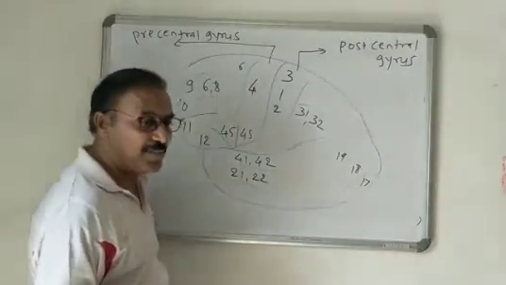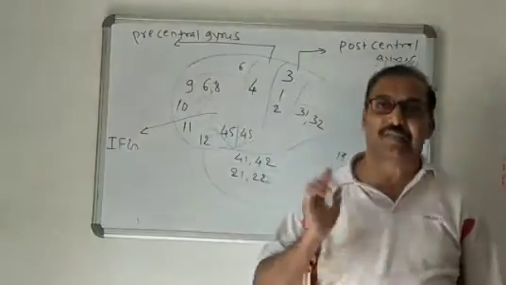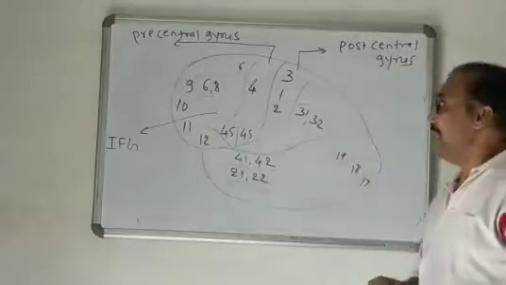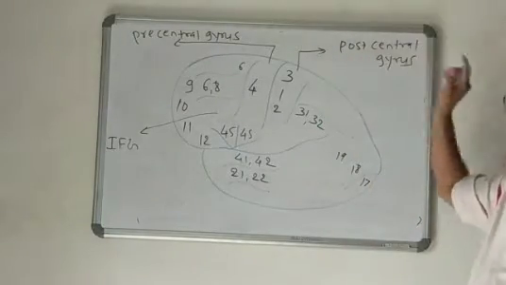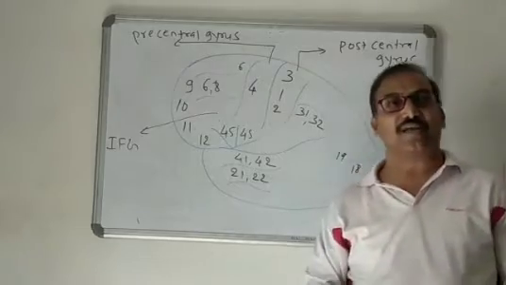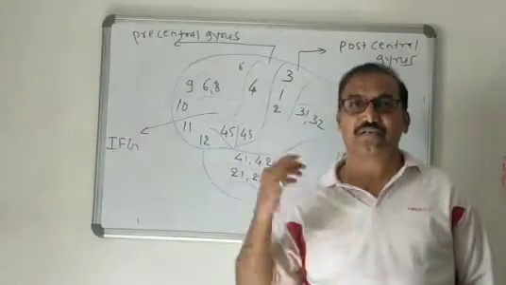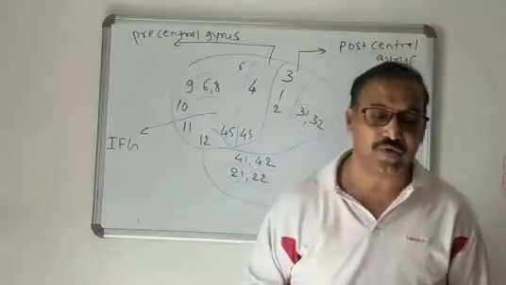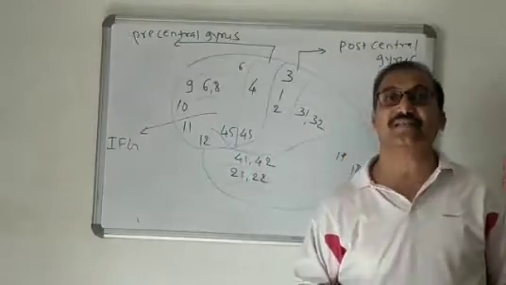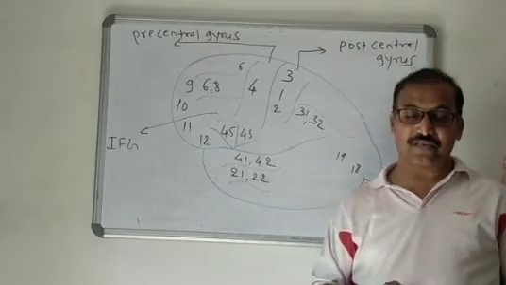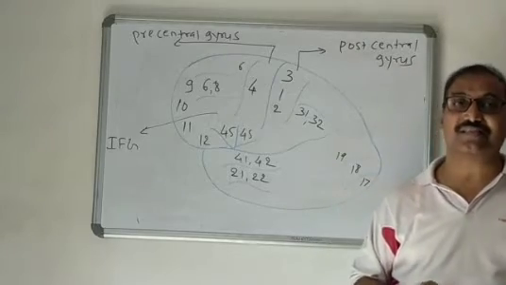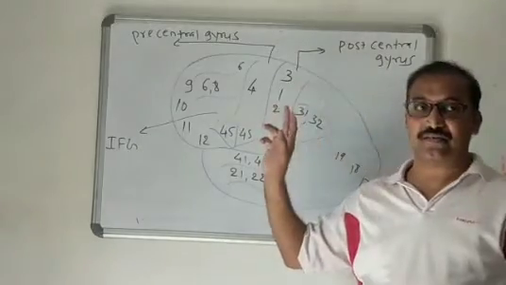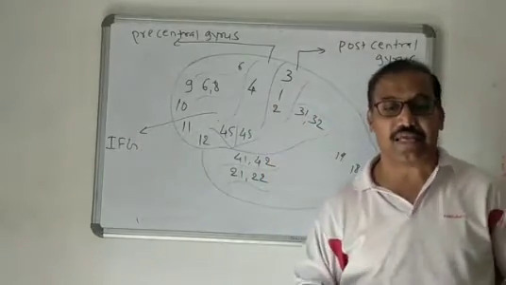Now in that, the first important area is area number 3, 1, 2. That area lies in the post-central gyrus. What is the post-central gyrus? It is the elevation present just behind the central sulcus. So area 3, 1, 2 is the primary sensory area. Remember, it lies in the post-central gyrus.